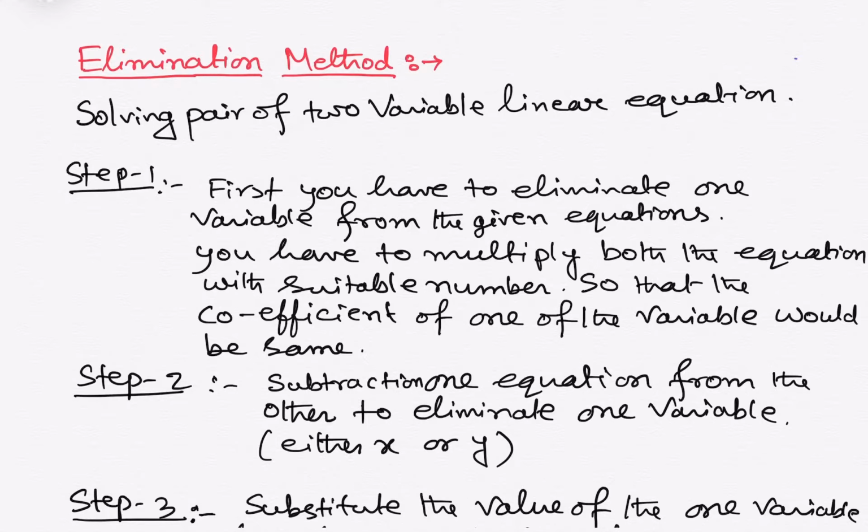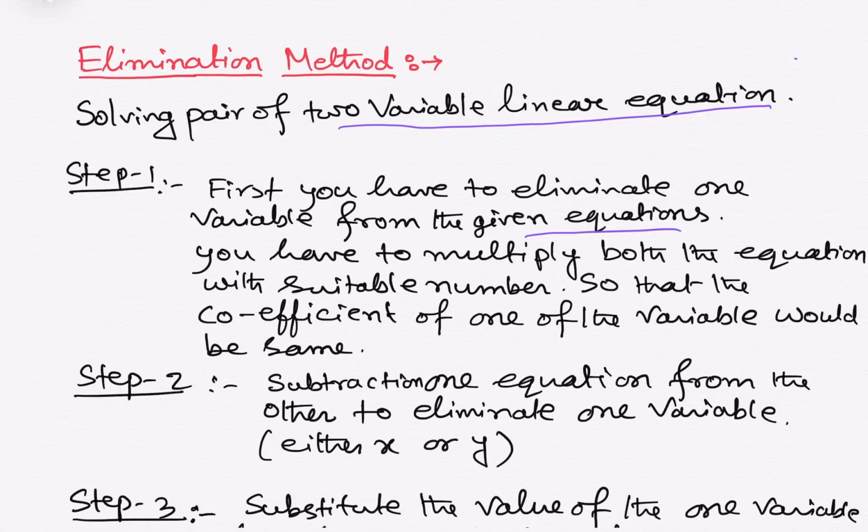In the elimination method, the following three steps are involved to solve two-variable linear equations. So now let's start. What is the elimination method? Elimination means you have to eliminate one variable from the given equations. Now, how do you eliminate one variable from both the given equations?